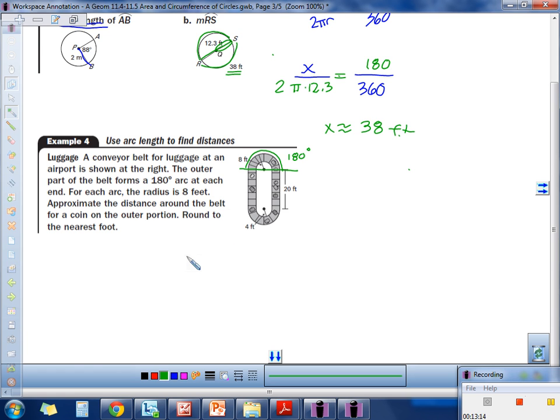Approximate the distance around the whole belt for a coin on the outer portion, round to the nearest foot. There's a few different ways we could do this. What I like to think about is we have a half circle down here, and we have a half circle that's the same size down here. Do y'all see that? And what happens when you take a half circle and a half circle that are the same size and put them together? You get one whole circle. So we can really just find the circumference of that circle when we stick them together. So circumference is going to be 2 times pi times a radius of 8. So in your calculator, you can type in 16 times pi and see what that gives you.